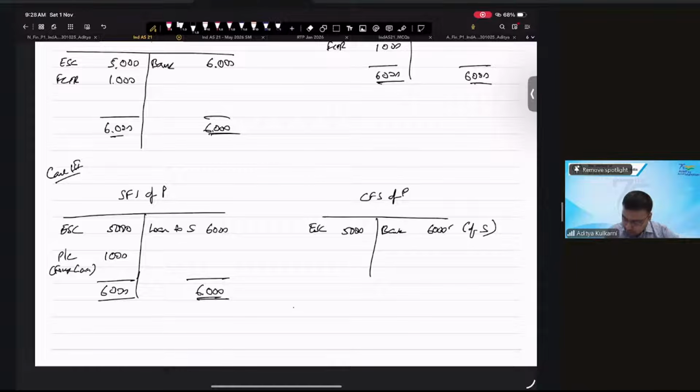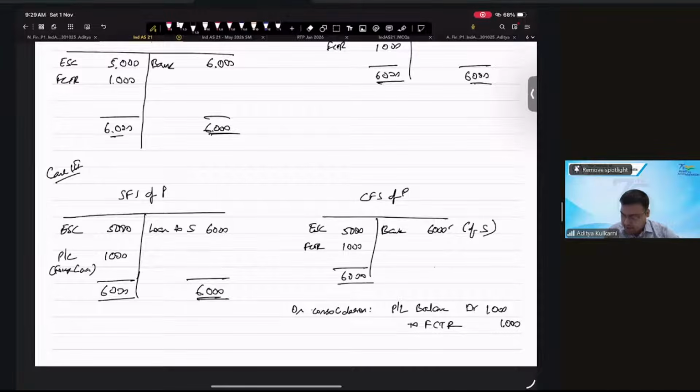So what I am going to do is, on consolidation, I will pass the entry: P&L balance debit, in consolidated books, to FCTR 1,000. P&L balance debit to FCTR 1,000. I will pass this entry and close my consolidation. This is the treatment for net investment in foreign operation.